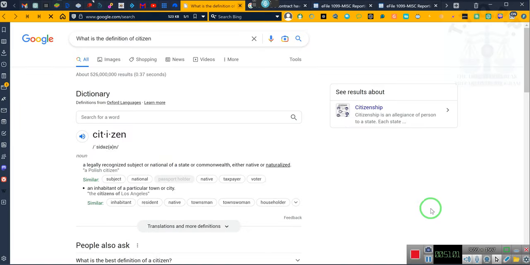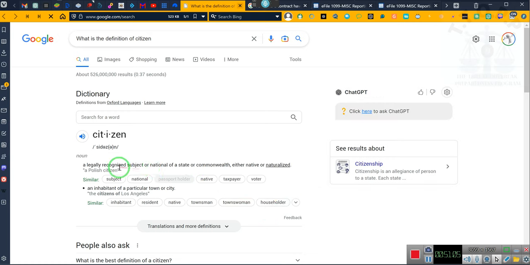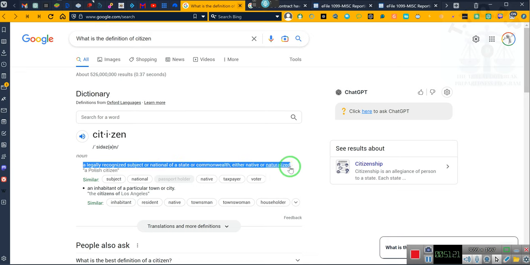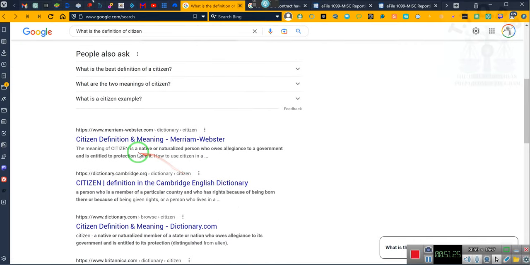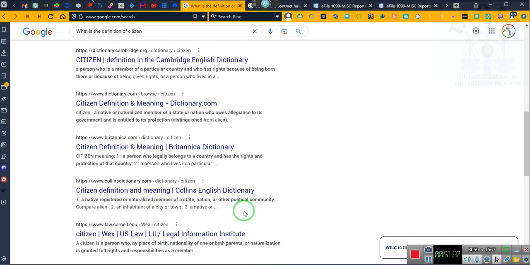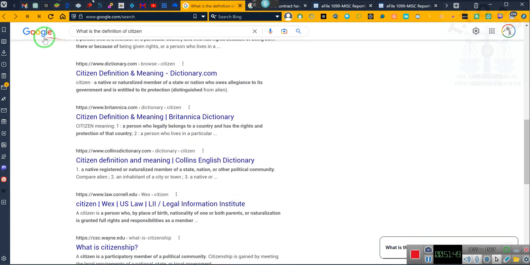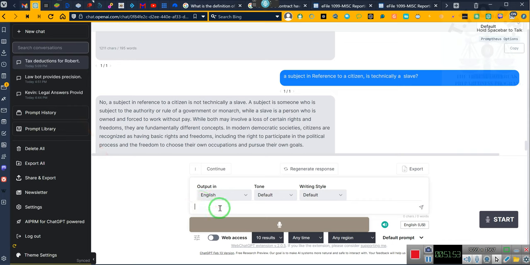A legally recognized subject or national of a state or commonwealth, either native or naturalized. I told him a citizen and a subject. A subject is somebody who is under someone else's control. A native or naturalized person, allegiance to a government, entitled to the protections thereof, a person who is a member of a particular country and who has rights because he was born there. This has nothing to do with rights. This is everything to do with being a subject. And when somebody is made subject to someone else, they are under the control of someone else. So let's get rid of that idea that I was wrong. Been doing this for too long. Correct.